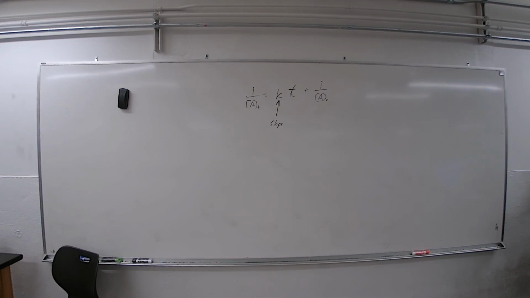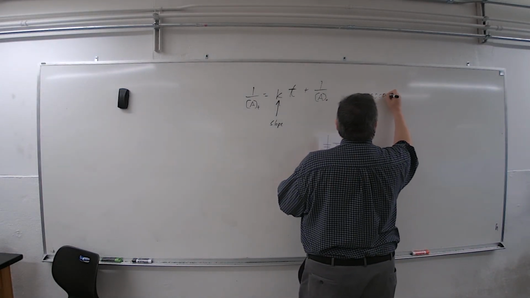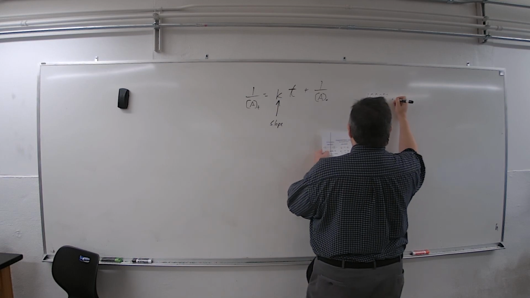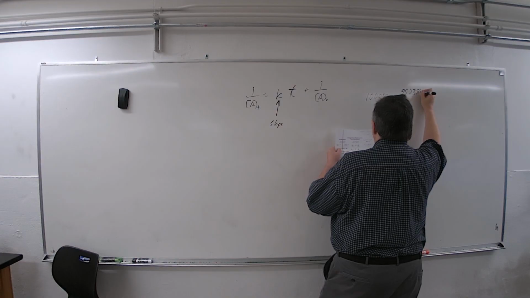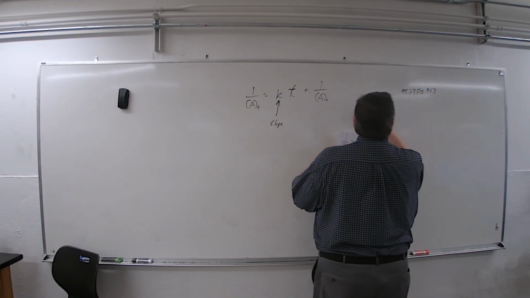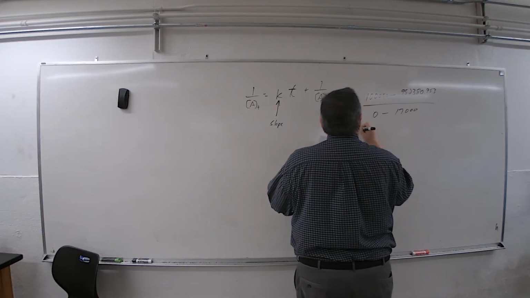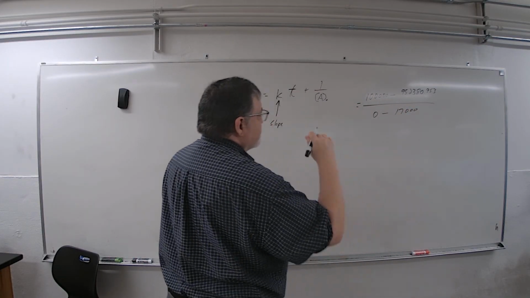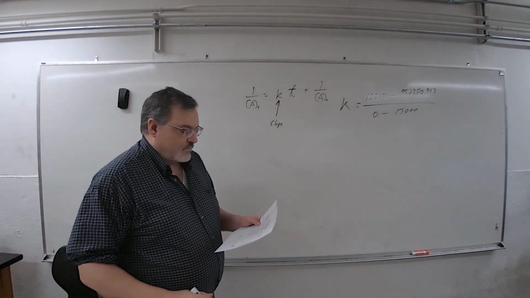I should have truncated those. It's too many digits. And then 0 to 17. So you're just solving this. 1, 2, 3, 4, 5 minus, that is too many digits though. So that should equal the slope. That should equal k. Hopefully it does.